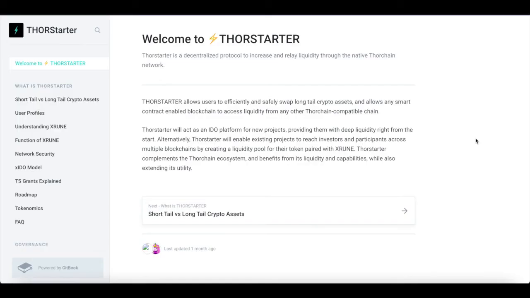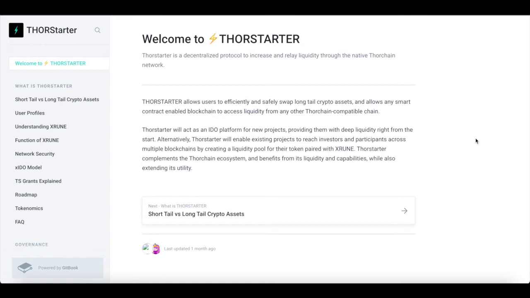But I think the most important thing is where Thorstarter is at the moment. This is important because Thorstarter allows users to efficiently and safely swap long-tail crypto assets. Now, that's important to remember. Thorstarter will act as an IDO platform for new projects, providing them with deep liquidity rights from the start. Alternatively, Thorstarter will enable existing projects to reach investors and participants across multiple blockchains by creating a liquidity pool for their token paired with X-Rune.